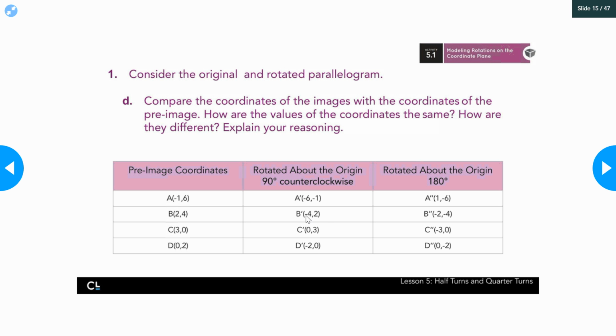2, 4 became -4, 2. 3, 0 became 0, 3. And 0, 2 became -2, 0.